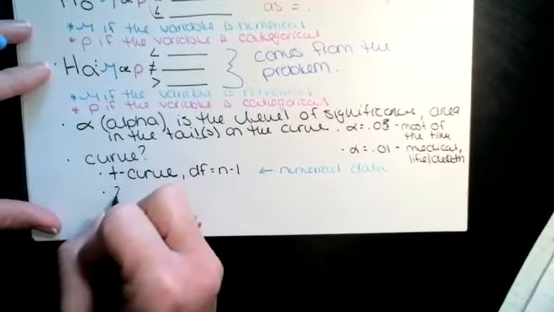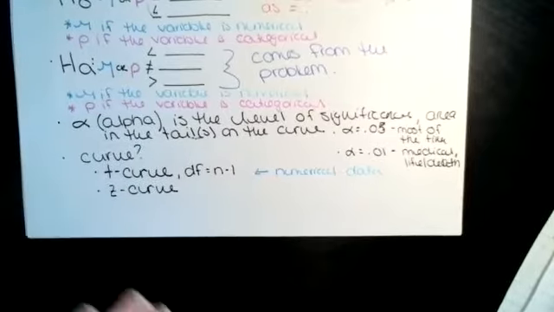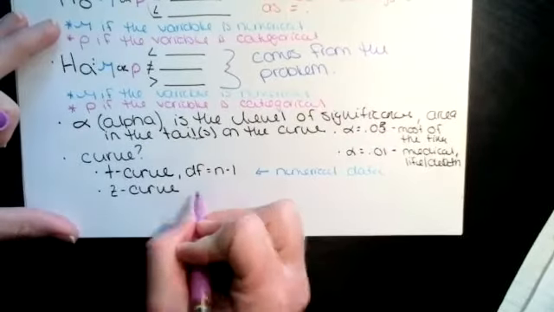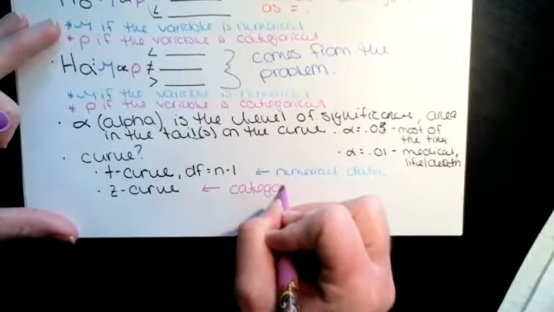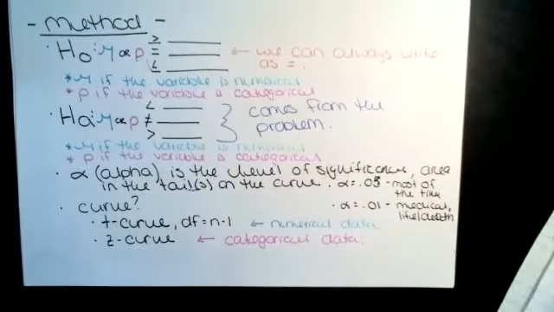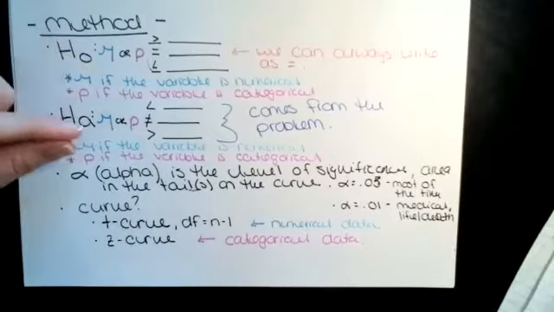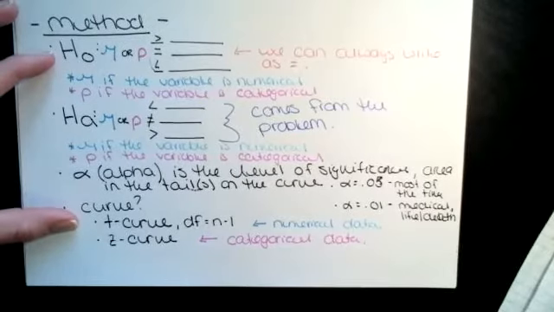Now, the other curve would be the Z curve. And that doesn't have any degrees of freedom. That one is just always the same set curve. It doesn't change shape. And this is for categorical data. So we can see just in this step alone how important the type of data is, right? All of these things depend on it. Okay, so that is a really big piece of our first step, is identifying that variable and what kind of variable it is. So if it's numerical or categorical, we could see how everything just relies on that right here.